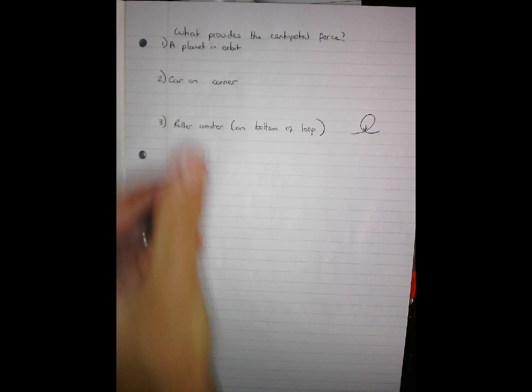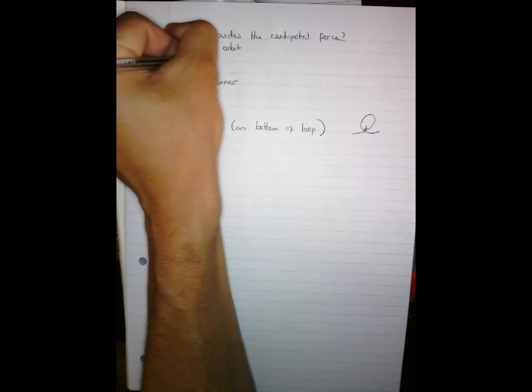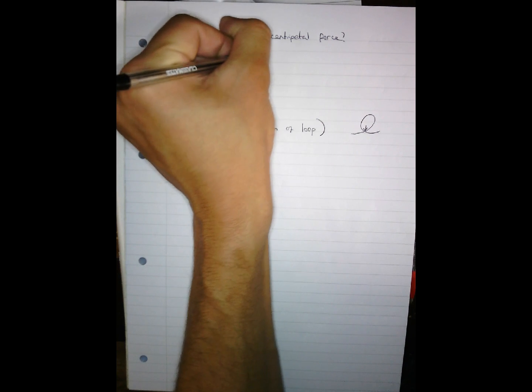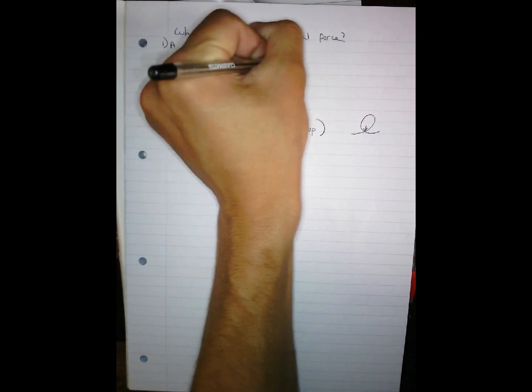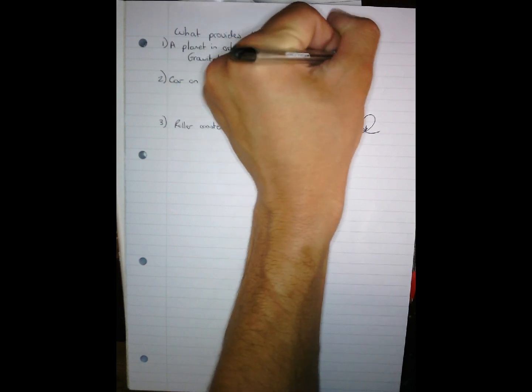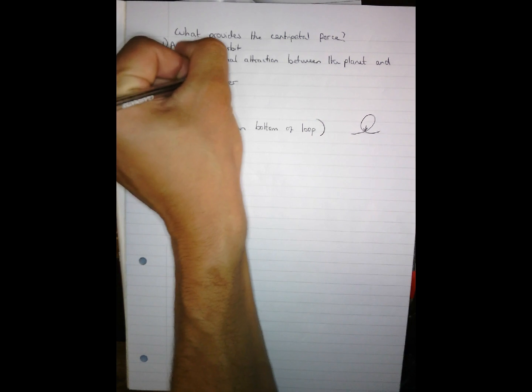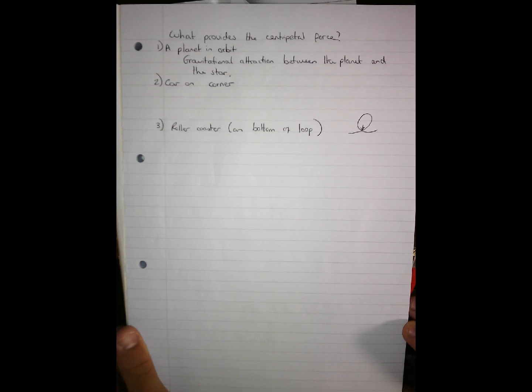So if we start by looking at a planet in orbit, what's pulling that planet into that orbit, keeping that planet in orbit? This is going to be the gravitational attraction between the planet and the star. So in the Earth-Sun case, it would be the gravitational force between the Earth and the Sun.